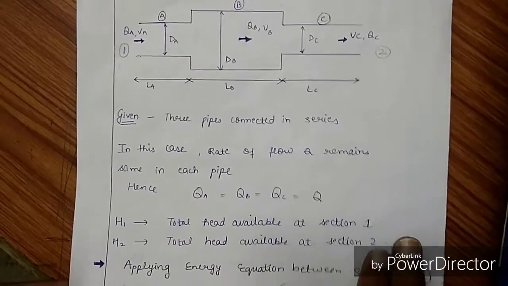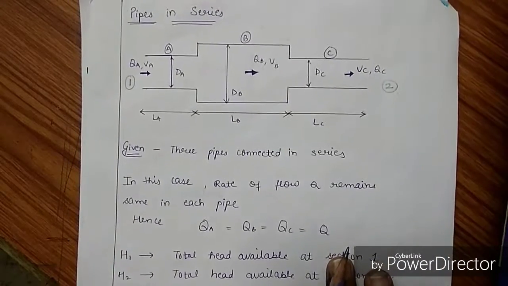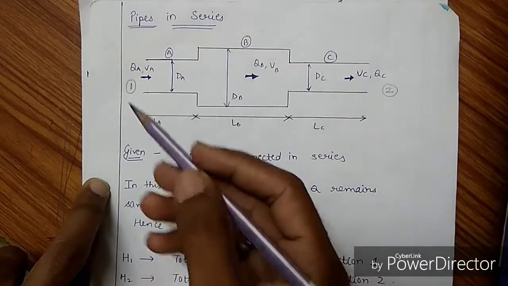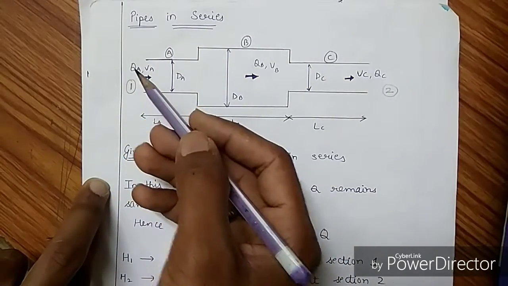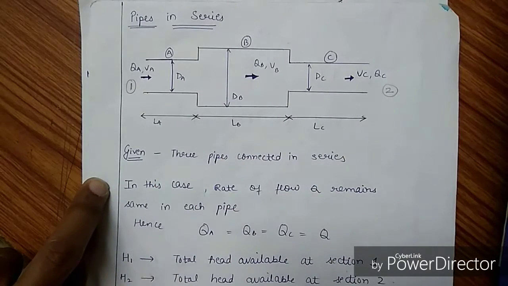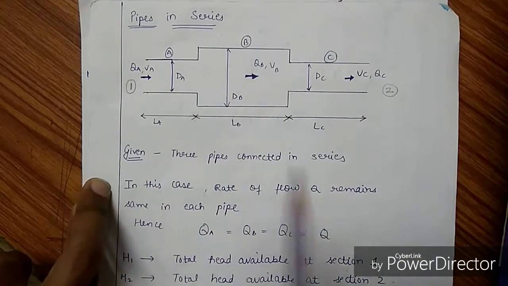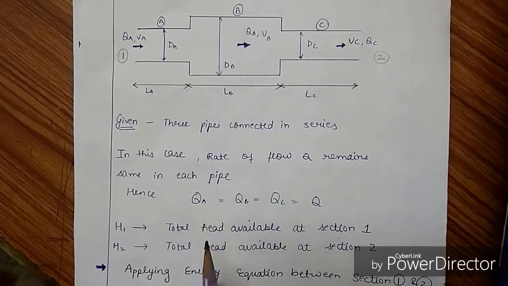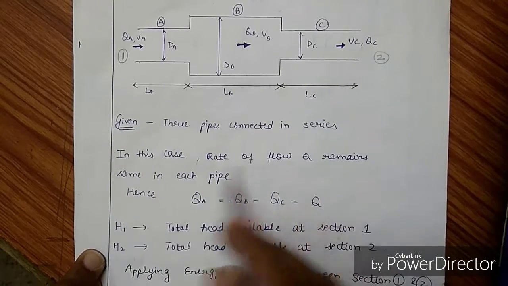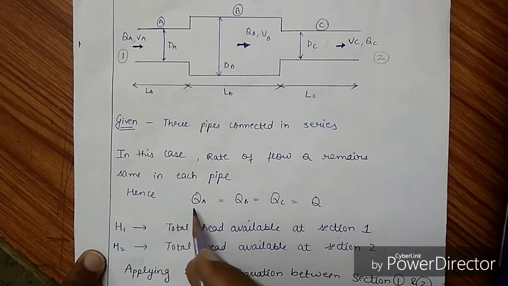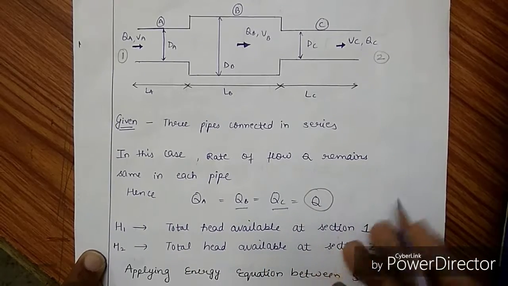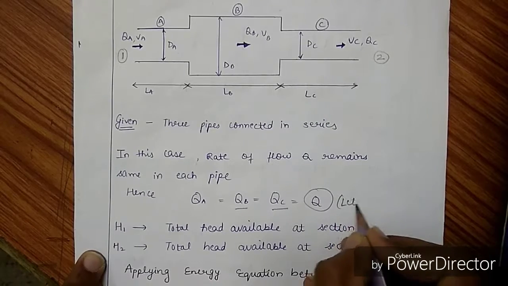So coming on to the concept, here in this figure three pipes are being connected and their length, diameters, rate of flow and the velocity of fluid flow is given for all three pipes. Since they all are connected in series, the rate of flow Q would remain the same in each pipe. Hence QA is equal to QB is equal to QC. Let's say this is equal to Q.